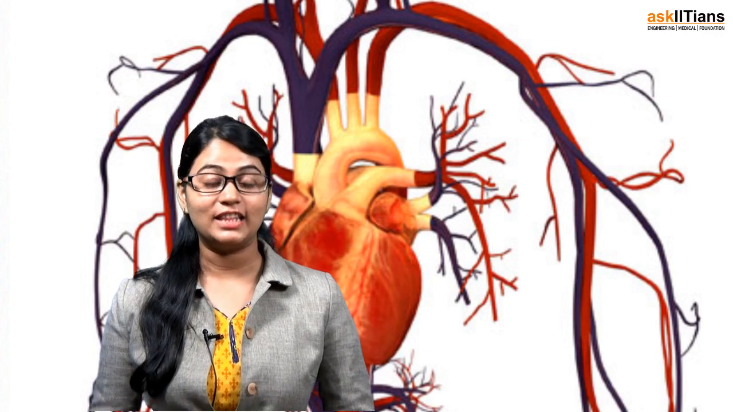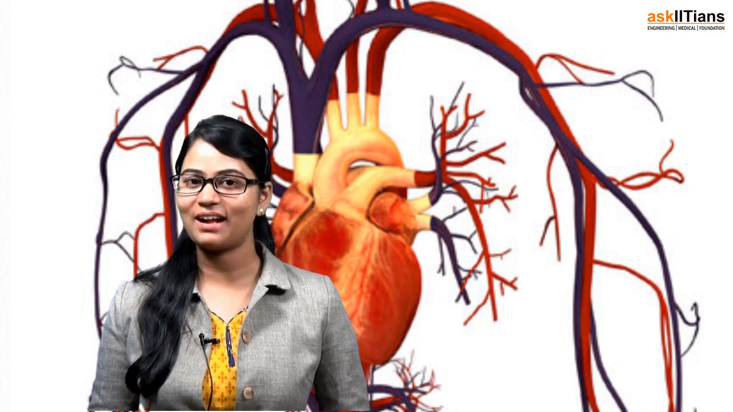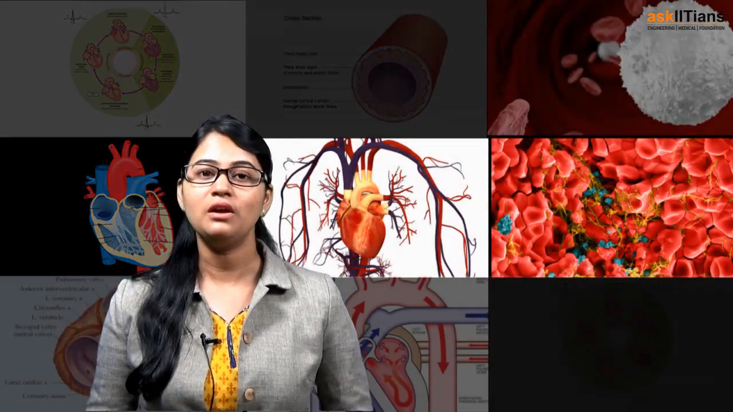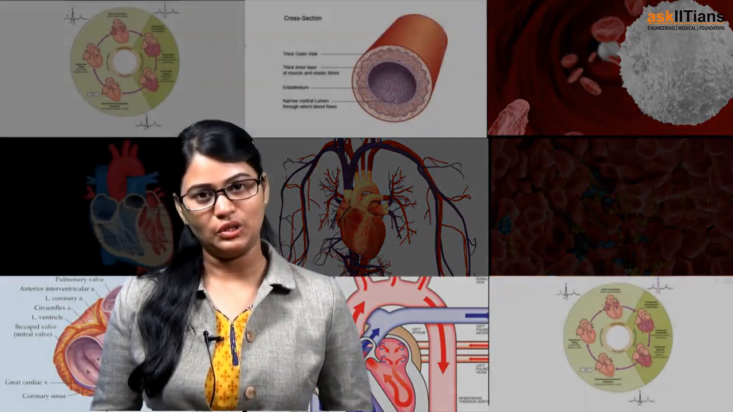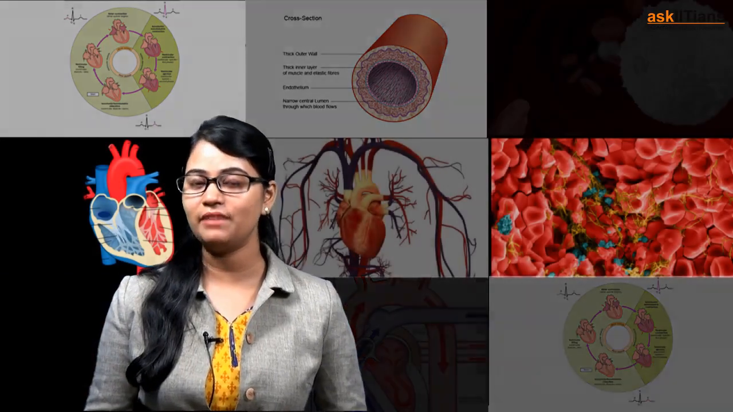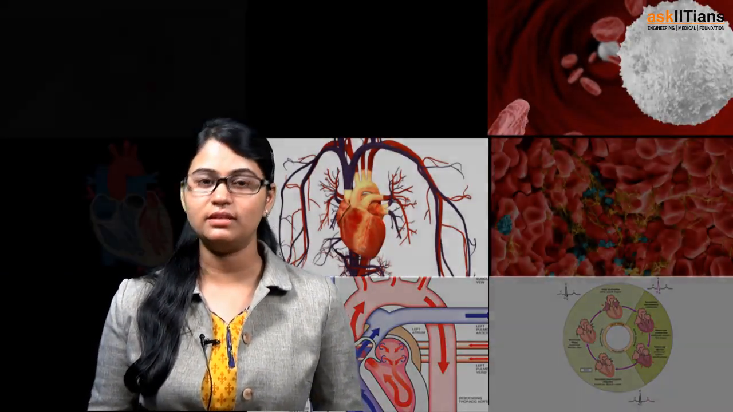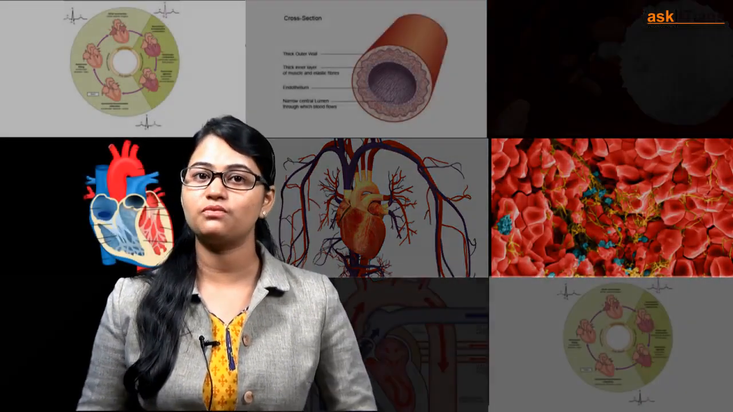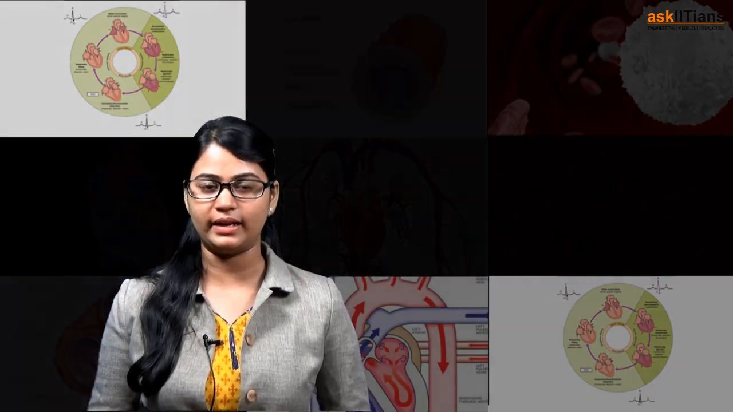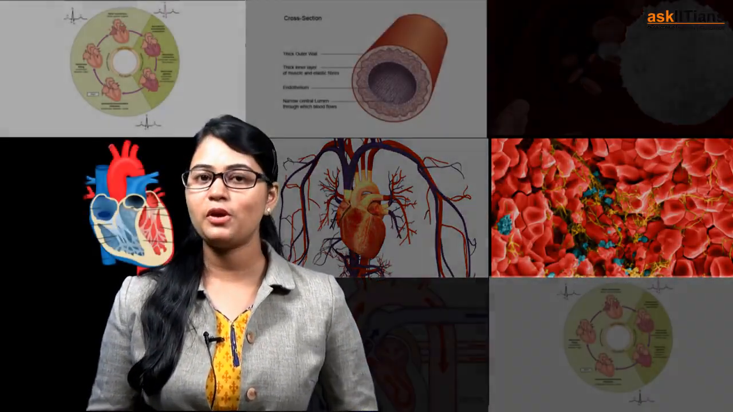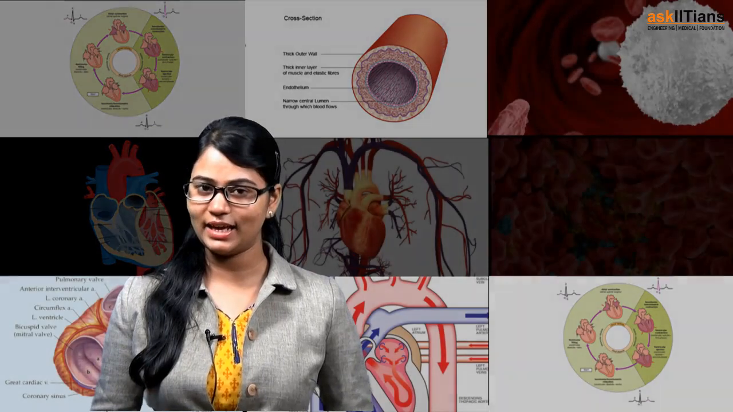Well students, this is all about the cardiac cycle. You have understood how the two atria and two ventricles, that is the left atrium, left ventricle, right atrium and right ventricle, as well as various valves, are taking part in this complete cardiac cycle. Hope you have understood it.